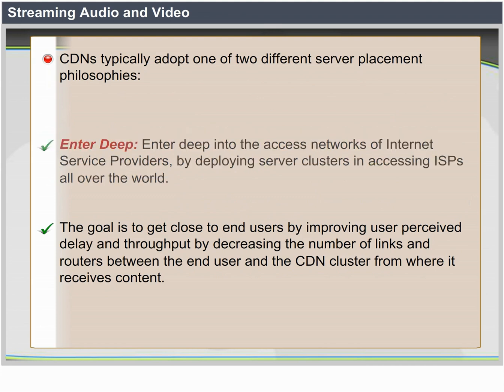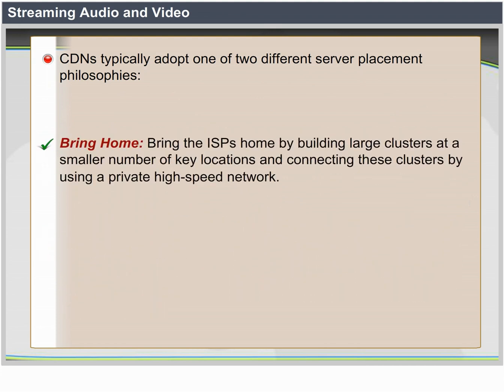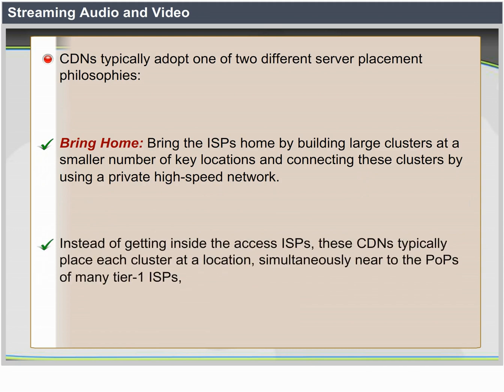Bring home. Bring the ISPs home by building large clusters at a smaller number of key locations and connecting these clusters using a private high-speed network. Instead of getting inside the access ISPs, these CDNs typically place each cluster at a location that is simultaneously near the POPs of many Tier 1 ISPs.